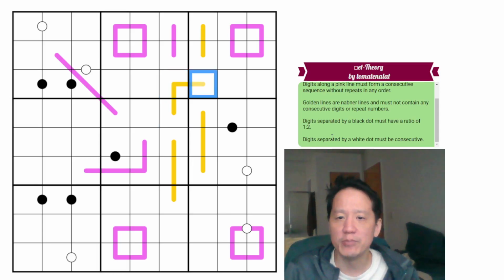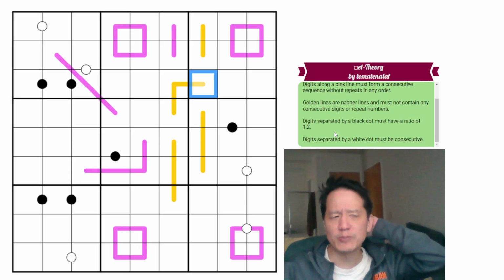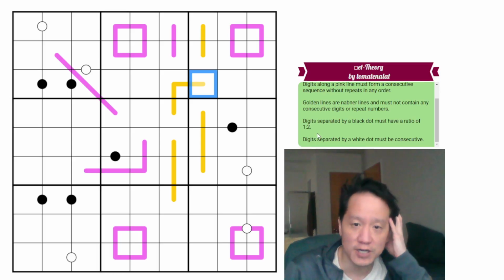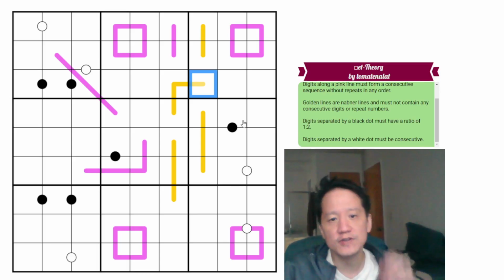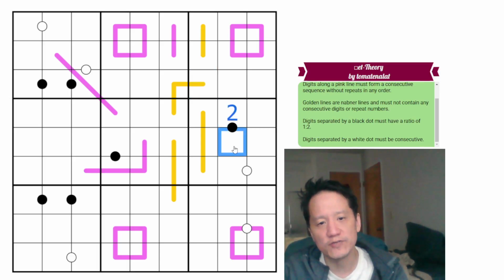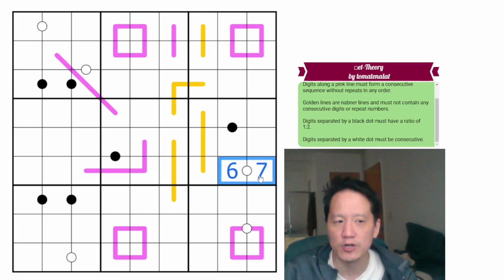Digits separated by a black dot must have a ratio of 1 to 2, and digits separated by a white dot must be consecutive, and these are called Kropki dots, which separate Kropki pairs. And if this, for example, were a 2, this would have to be a 1 or a 4 to maintain the 1 to 2 ratio. And if this were, for example, a 6, this would have to be a 5 or a 7 to make sure that the digits separated by the white dot are consecutive. And those are all the rules.